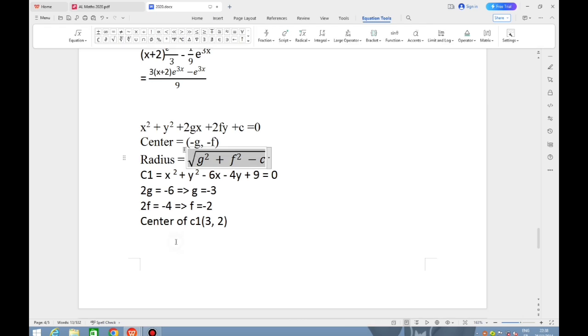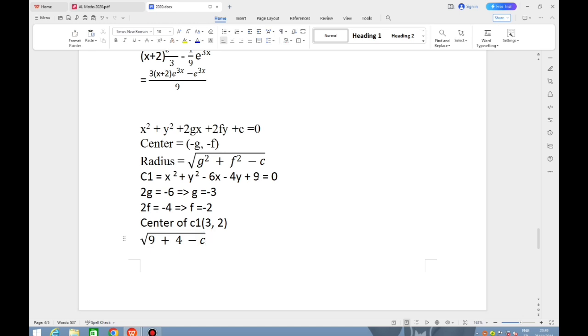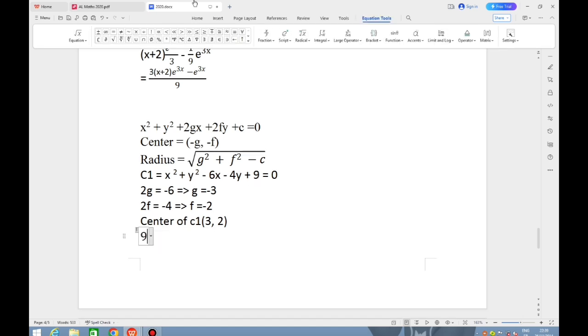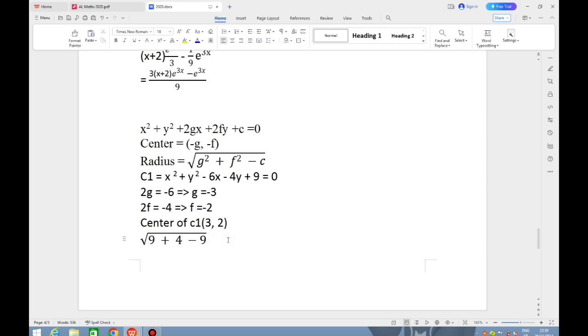So g squared is equal to 3 squared, which is 9. f squared is equal to 2 squared, which is 4. And c, from the equation, is equal to 9. So 9 minus 9 is 0, the square root of 4 is equal to 2. That's the radius of circle 1, R of C1.